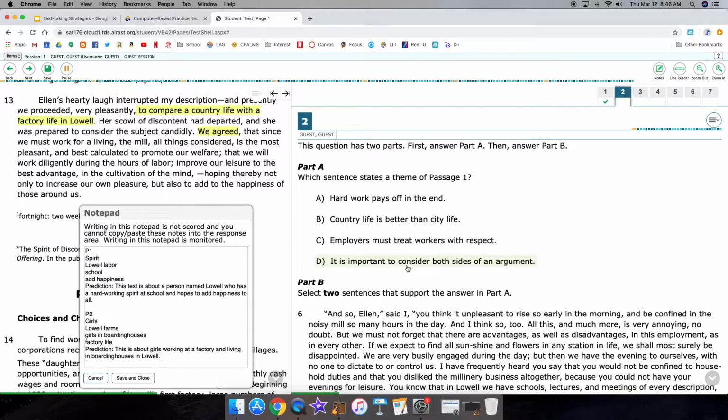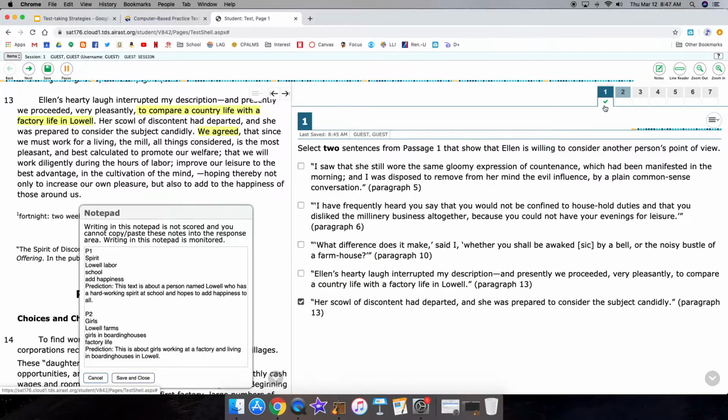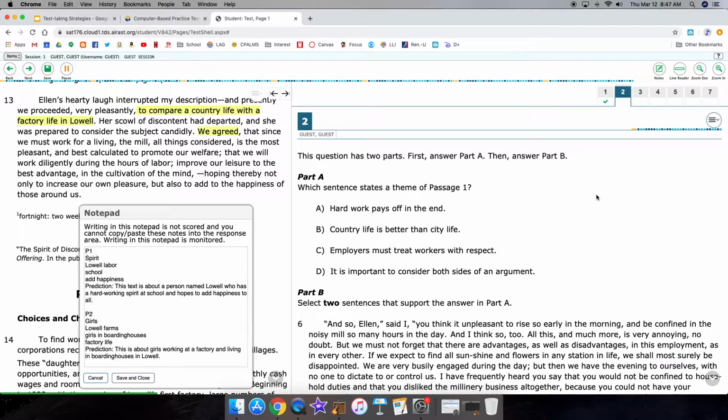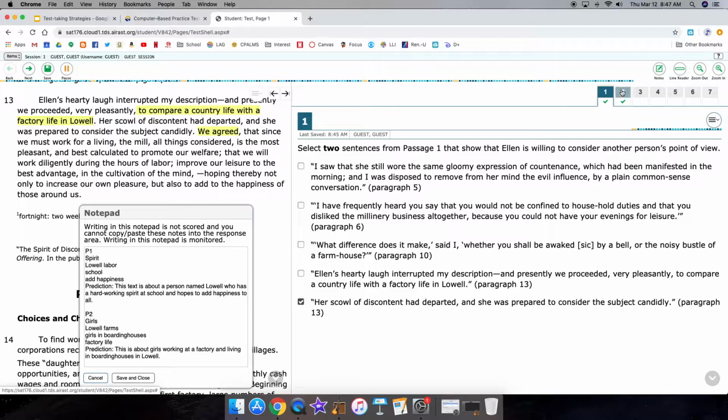D. It is important to consider both sides of an argument. I think this is the answer, because question 1 was about this girl thinking or preparing to consider another person's point of view. The questions are working together. So I'm going to do D. Even though I think A could have been an answer, that's pretty good, because if they do their hard work, it's going to pay off in the end here, as they say at the end of paragraph 13. But I think this is the best answer because it works together with question 1.